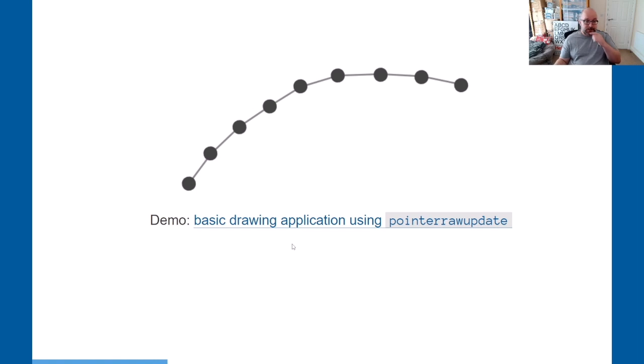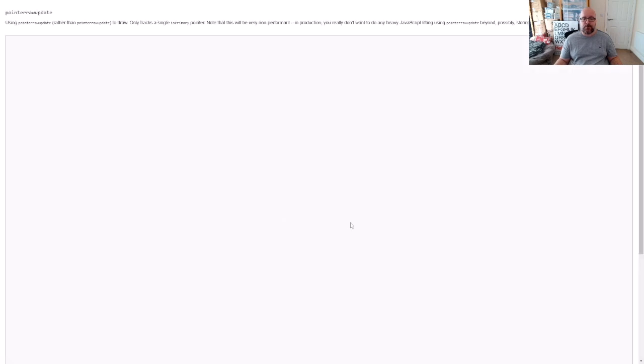And as a comparison, here's the same basic drawing application, but this time we're using Pointer Raw Update rather than Pointer Move. And you'll see that there are a lot more points that are being tracked, and even for particularly curved aspects of the movement that I'm tracking, the line is a lot smoother. It's still not perfect, but there's a lot higher frequency of points, and as a result, the line that is then being drawn is a lot smoother.